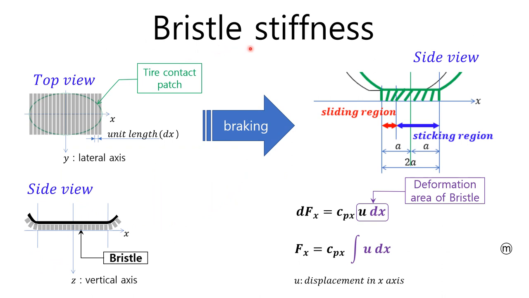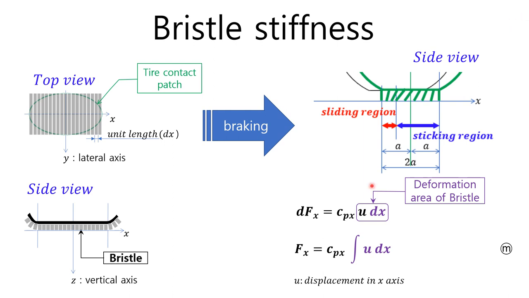Let's define the bristle stiffness. The figure on the left shows the shape of the bristles in free rolling, in which the bristles do not receive any horizontal forces. When the bristles receive braking force, a theoretical slip kappa t occurs and the bristles deform as shown in this figure. Originally, the bristles were in a shape perpendicular to the ground, but with the braking force, they deform into the shape of green bristles in the picture, with linear deformation in the sticking region.